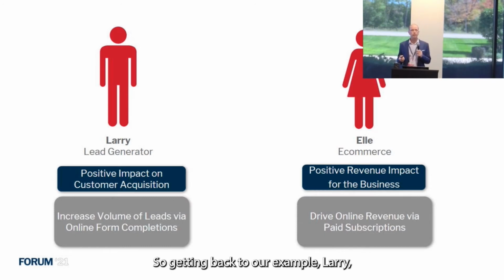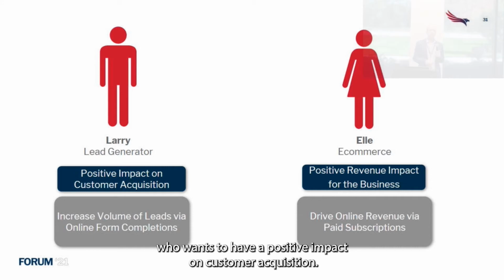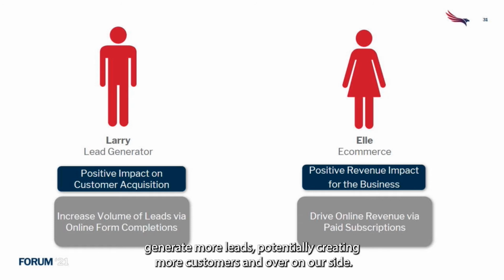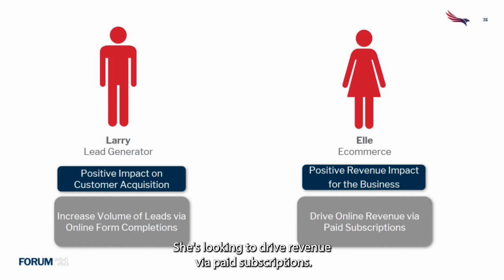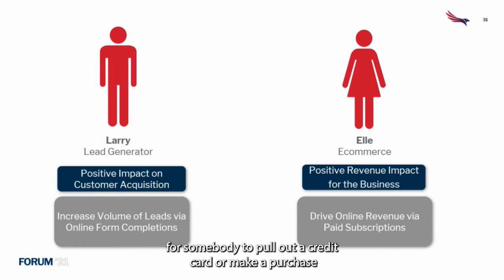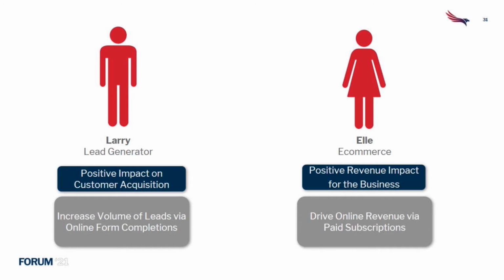So getting back to our example, Larry, who wants to have a positive impact on customer acquisition, is looking to increase the volume of leads via the online form. If he can increase that volume of leads, if he can move that number, that's going to have a positive impact. It'll generate more leads, potentially creating more customers. And over on L's side, she's looking to drive revenue via paid subscriptions. There's an opportunity on her site for somebody to pull out a credit card or make a purchase that allows them to get access to their information or their software.